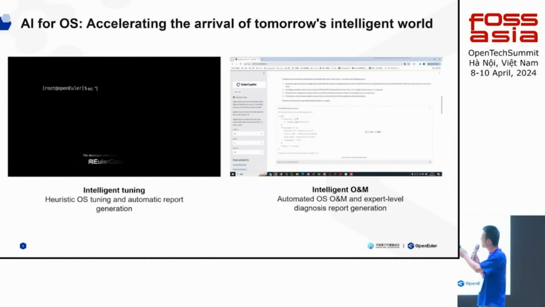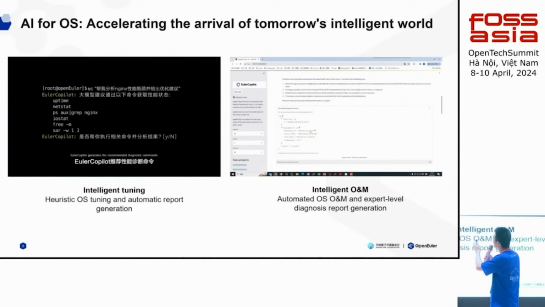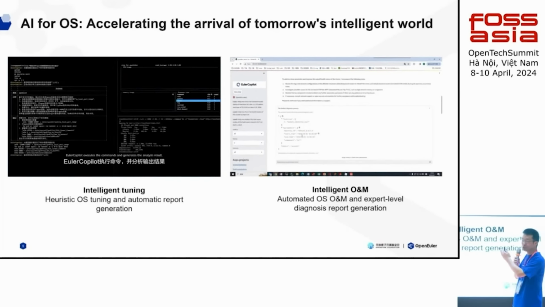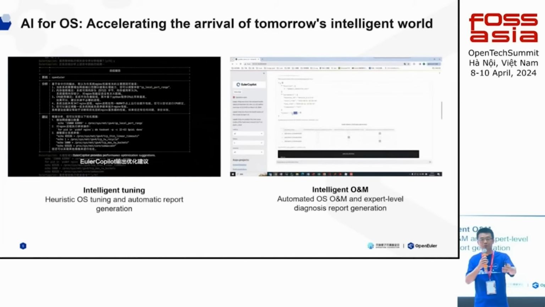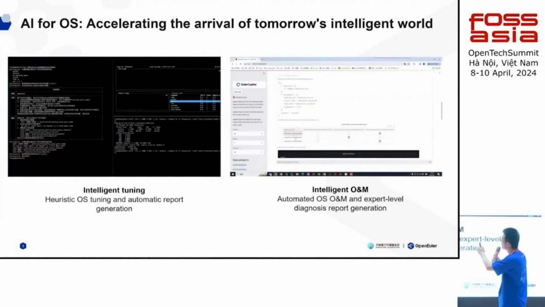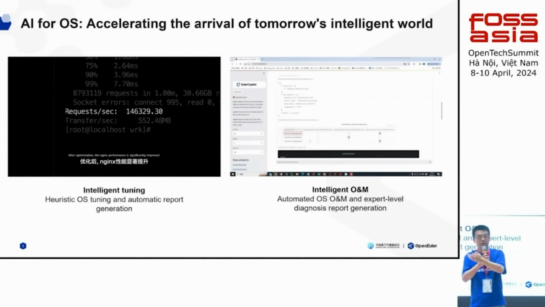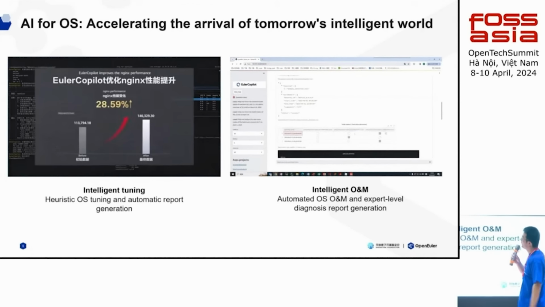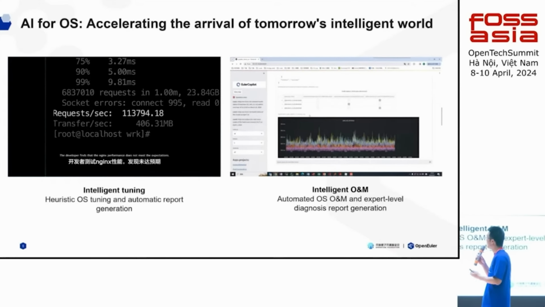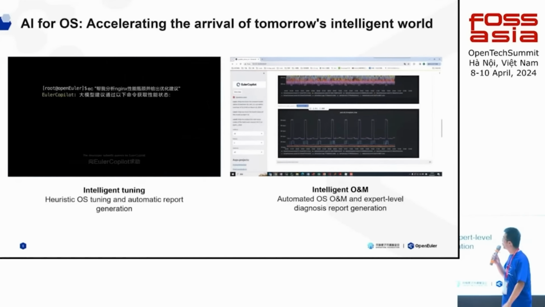And on the left, this is an example. "Please help me analyze the Nginx performance bottleneck and give me some suggestions." That is the sentence you can input into Copilot. And then the Copilot will help you list all of the possibilities that you can do for the performance tuning. So that is very helpful. You can see that after the job, we can get around a 30% performance increase.